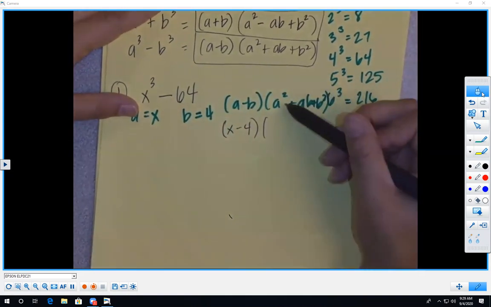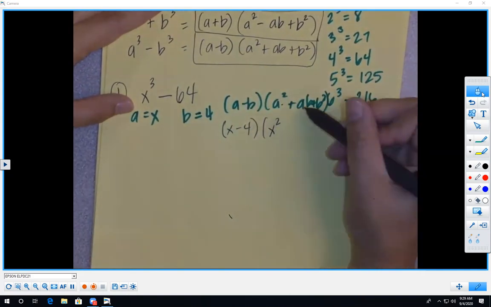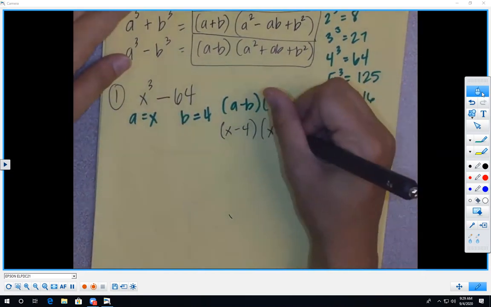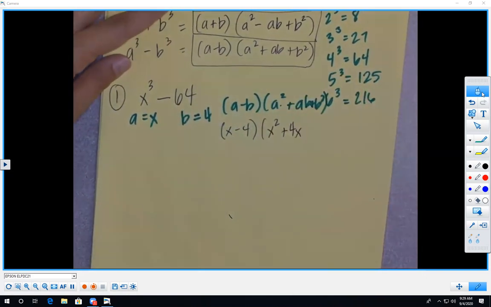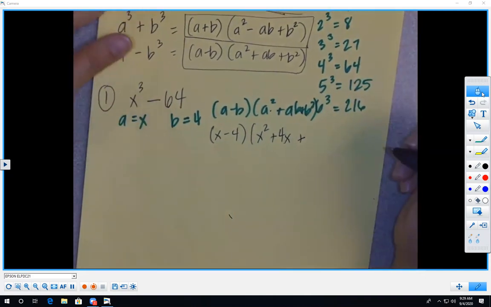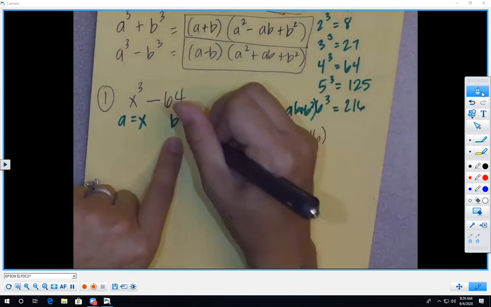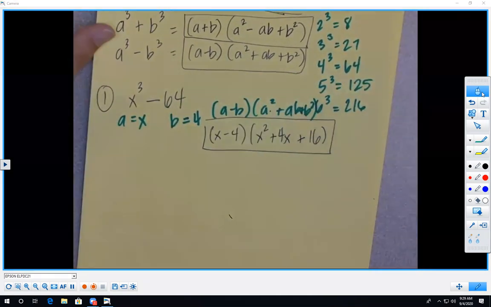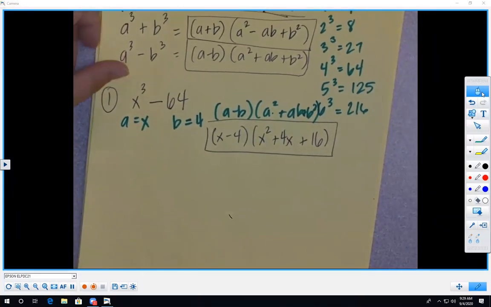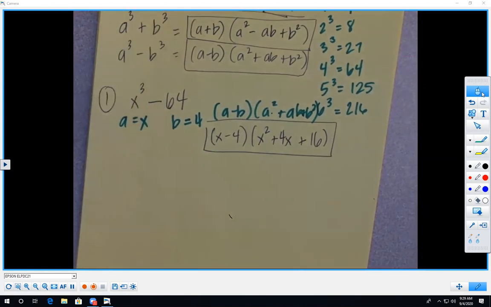And then a squared is x squared. AB, so what's a times b? What's x times 4? 4x, and it's plus 4x. And then plus b squared. What is b squared? What is 4 squared? Yeah, 16. And that's your answer. You will be given these formulas on your exam. You don't have to memorize these formulas, but you have to know how to use them.